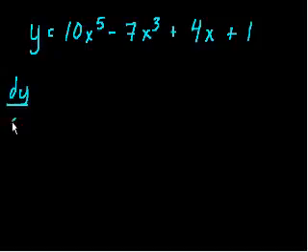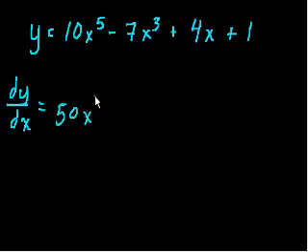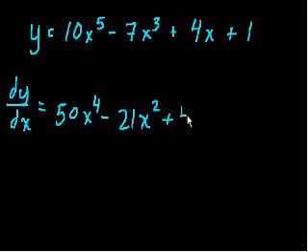And that's kind of the change in y over the change in x over very small changes, right? That's kind of how I view this d. It's like a very small delta. It is equal to 5 times 10 is 50x to the 4th minus 21x squared, right? 3 times 7, plus 4. And then the derivative of 1 is just 0. So there we did it. We figured out the derivative of this very complicated function, and it was pretty straightforward.